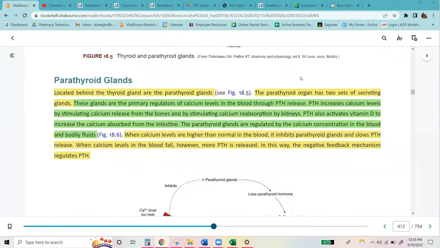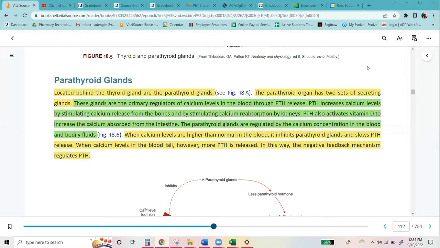Parathyroid glands are located behind the thyroid gland and they have two sets of secreting glands. These glands are the primary regulators of calcium levels in the blood through PTH release. PTH increases calcium levels by stimulating the calcium release from the bones and by stimulating calcium reabsorption from the kidneys. PTH also activates vitamin D to increase the calcium absorbed from the intestine.